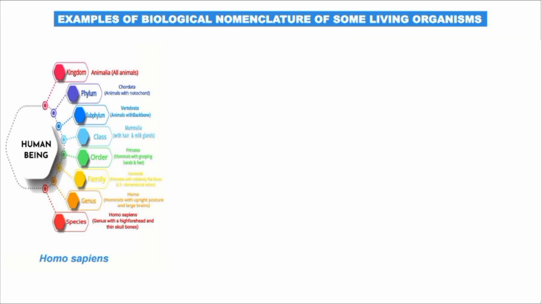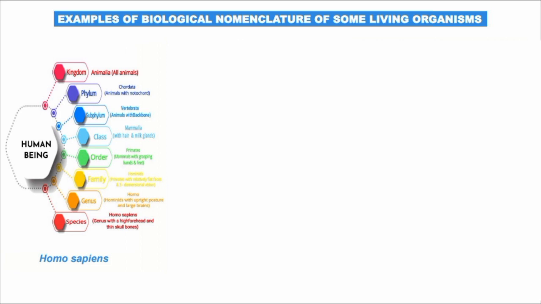Okay, that is Primates. Under family, they are Hominidae. Hominids are primates with relatively flat faces and three-dimensional vision. Under genus, they belong to Homo. Homo are humanoids with upright posture and large brains. That is the genus. And the last one is species. They are Homo sapiens. These are humans with a higher forehead and thin skull bones.